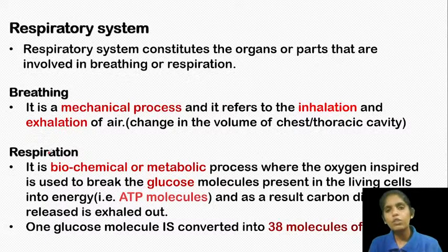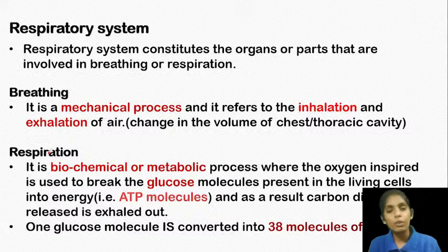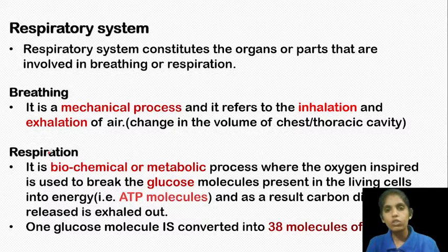As a result of these metabolic reactions, CO2, that is carbon dioxide, is produced as a byproduct. The two primary roles of the respiratory system are that it has to supply oxygen to each and every cell of the body, and the carbon dioxide, which is produced as a byproduct, has to be eliminated out of the body. So the two major roles are to supply the oxygen and to eliminate the carbon dioxide. This is the major function of the respiratory system.